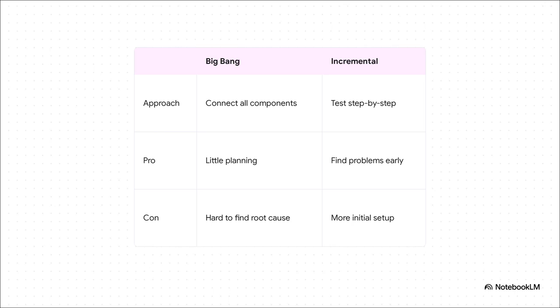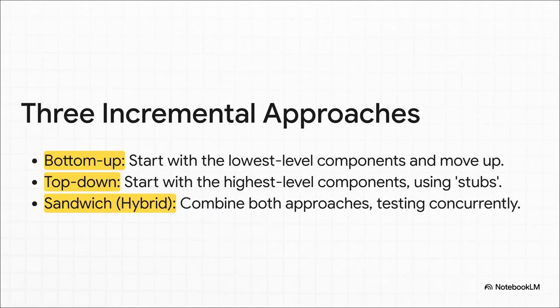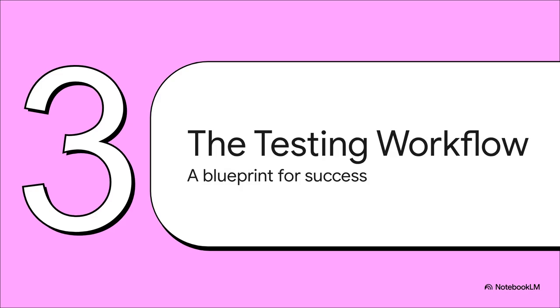Incremental is way more deliberate. You add and test pieces one by one. Sure, it takes more setup, but it makes it infinitely easier to find failures early on. And even within that incremental approach, you've got a few flavors. You can start from the bottom, the foundational stuff, and build your way up. That's called bottom-up. Or you can start from the top, like the user interface, and work your way down using placeholders or stubs for the parts that aren't built yet. That's top-down. And of course, you can do both at the same time in a sandwich approach and meet in the middle.